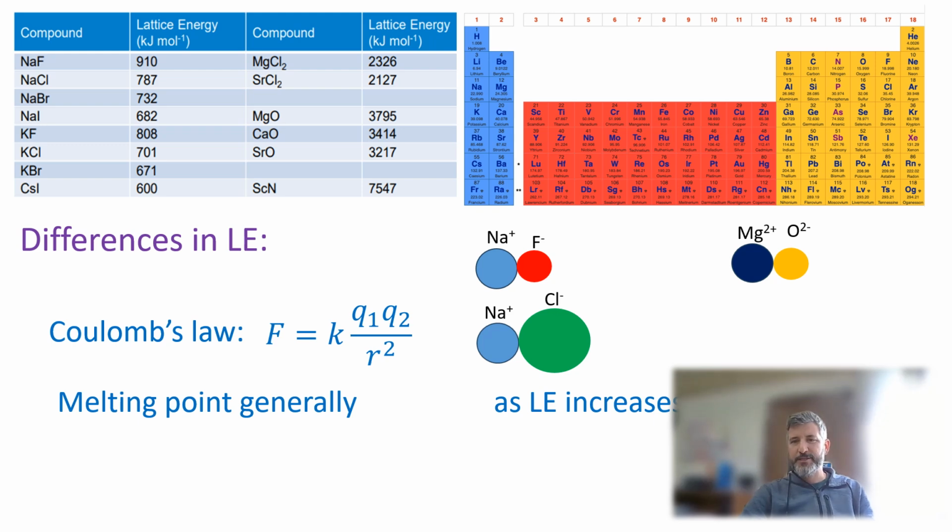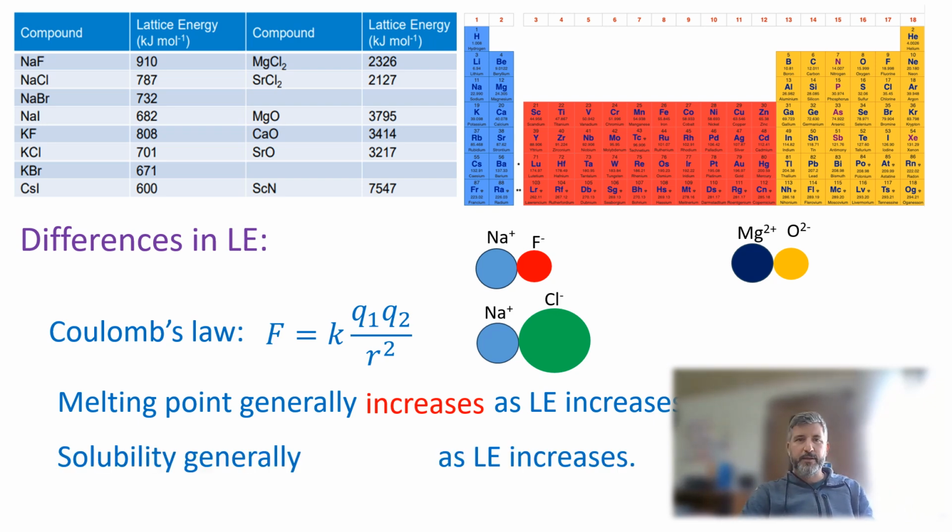Okay, so as lattice energy increases, as we go from, let's say, sodium fluoride to magnesium oxide to scandium nitride, what do we expect to happen to our melting point? Well, I hope you're thinking that melting point would increase, because if the energy required to pull them apart is greater, then it's going to be harder to melt them. They're going to have to raise them to a much higher temperature.